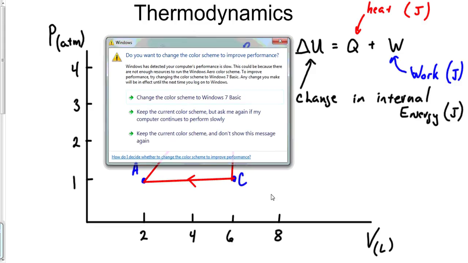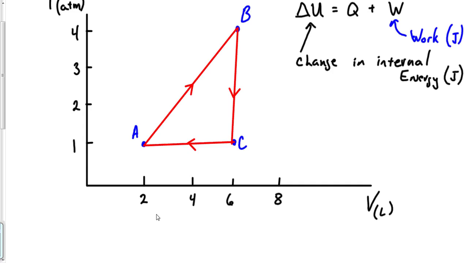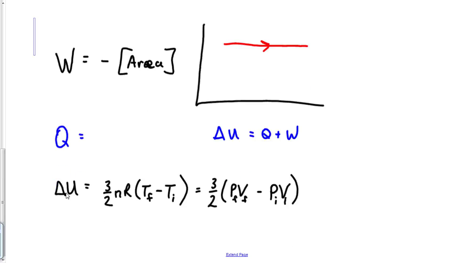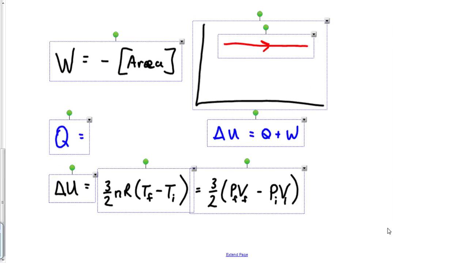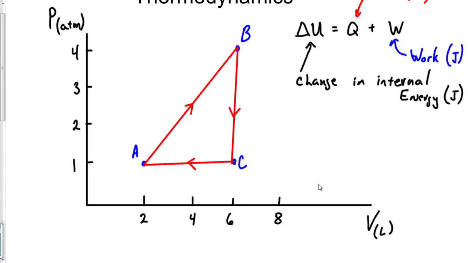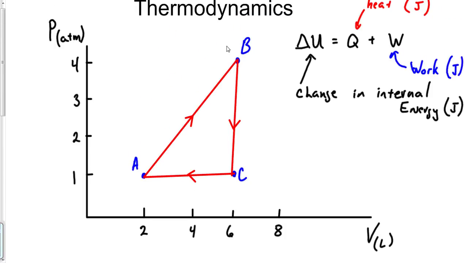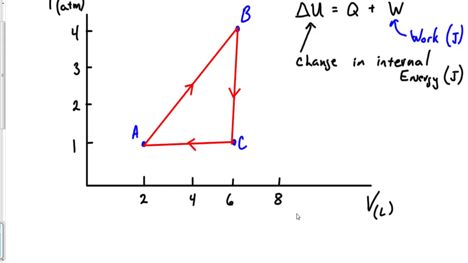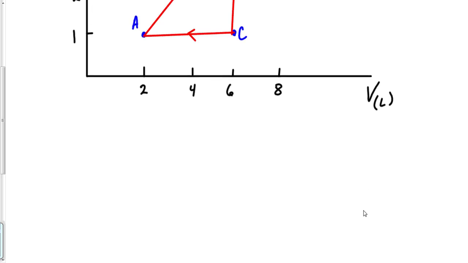So I do not want to change my color scheme. The first thing I'm going to do is get this out of my way, and let's go back and do this. With this problem, let's find everything that anybody could ask you to find about a PV diagram. First, I'm going to find the work done from A to B.